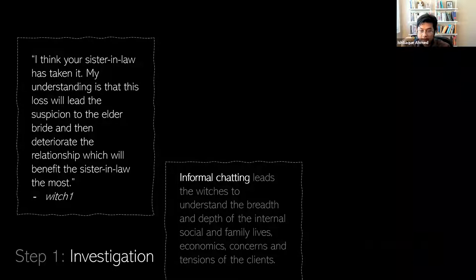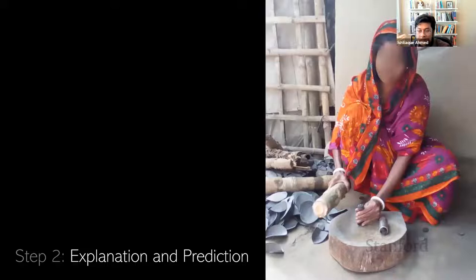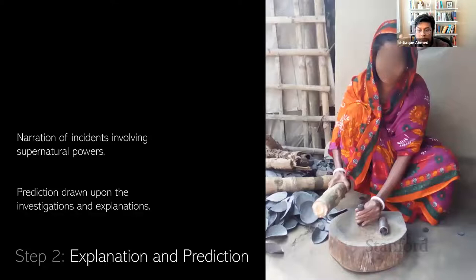Next, the second step of witchcraft is explanation and prediction. In this step, the witches explain the cause of a misfortune by connecting it to supernatural powers. Drawing upon their own explanations, the witches also make predictions. In this step, the witch explains why some misfortune happened to the client. Most often than not, the reason is the anger of the god, which occurred because of some immoral activities conducted either by their client or their relatives.